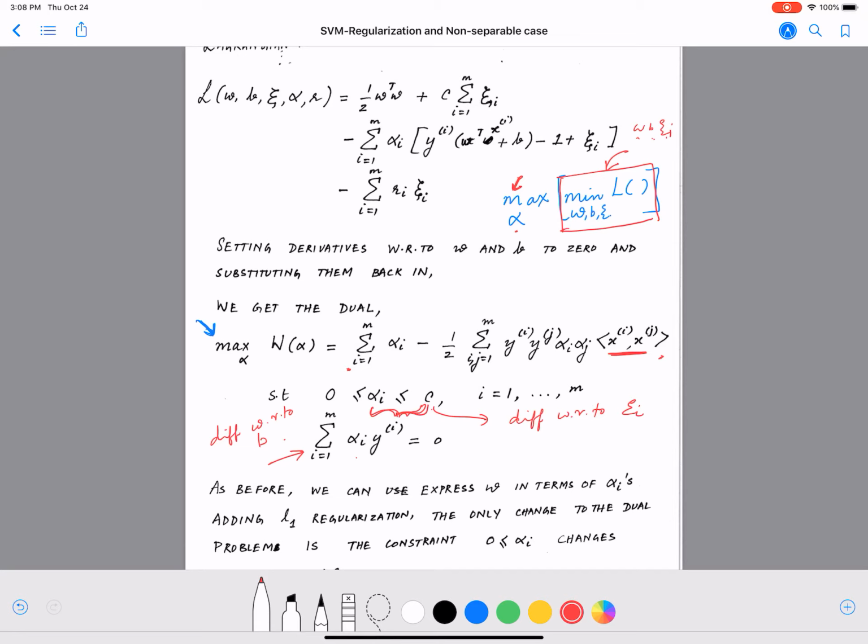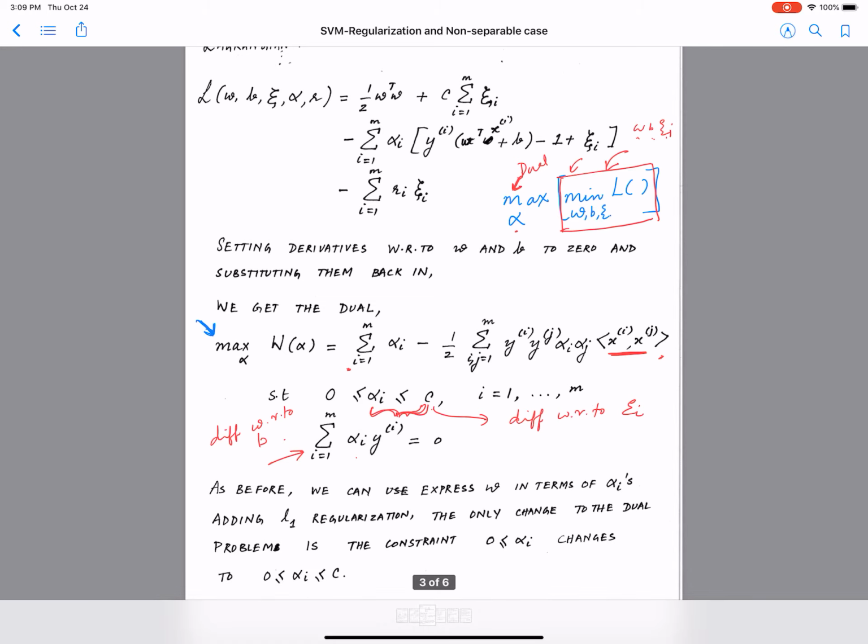In the next video, we will see how to solve this part here, which we call the dual. Remember, this is the dual and this is the primal, right? So we have solved the first part and we are going to solve the second part using our algorithm. As before, we use W in terms of the alpha I's. Adding the regularization, the only change that we get is the upper bound on alpha I.